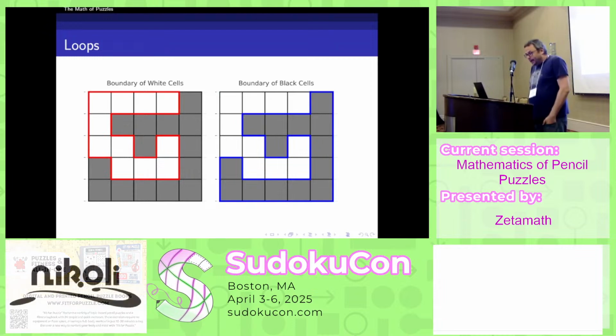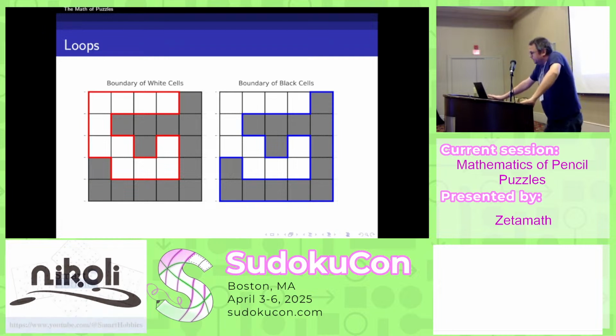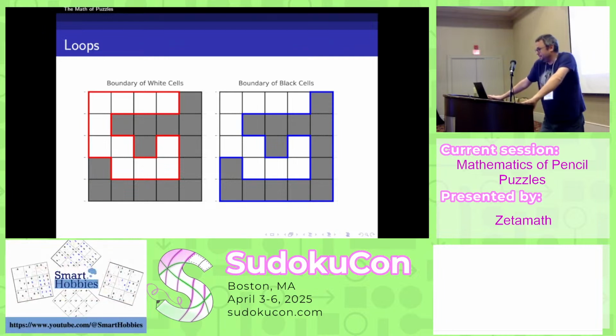So this actually all comes back to loops, even though you might not think of yin-yang as a loop genre. I probably hope you don't think of yin-yang as a loop genre, actually. But in fact, any yin-yang you take, if you take the boundary of the white cells, then you get a loop. And it has to be a single loop, with one exception that I'll let you people who are correcting me in your head figure out.